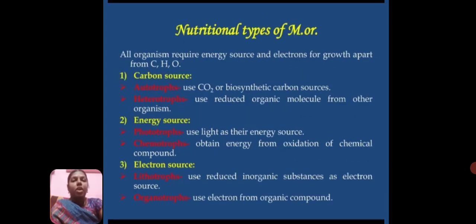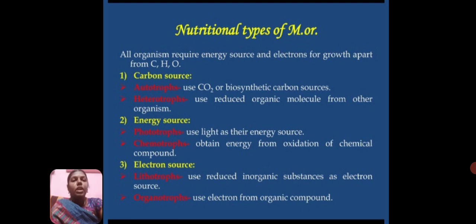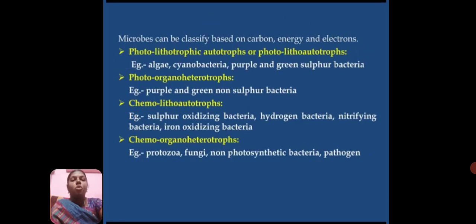Nutritional types of microorganism. All organisms require an energy source and electrons for growth, apart from carbon, hydrogen and oxygen. Carbon source. Autotrophs use carbon dioxide or biosynthetic carbon sources. Heterotrophs use reduced organic molecules from other organisms. Energy source. Phototrophs use light as their energy source. Chemotrophs obtain energy from oxidation of chemical compounds. Electron source. Lithotrophs use reduced inorganic substances as electron source. Organotrophs use electrons from organic compounds.